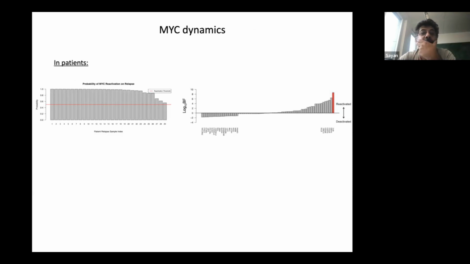So what I'm showing you now is in patients, the probability of MYC reactivation on relapse. That's what I'm showing you on the left. And on the right are log 10 Bayes factors for these different genes. And on the far right, you're looking at the difference between reactivated and deactivated.